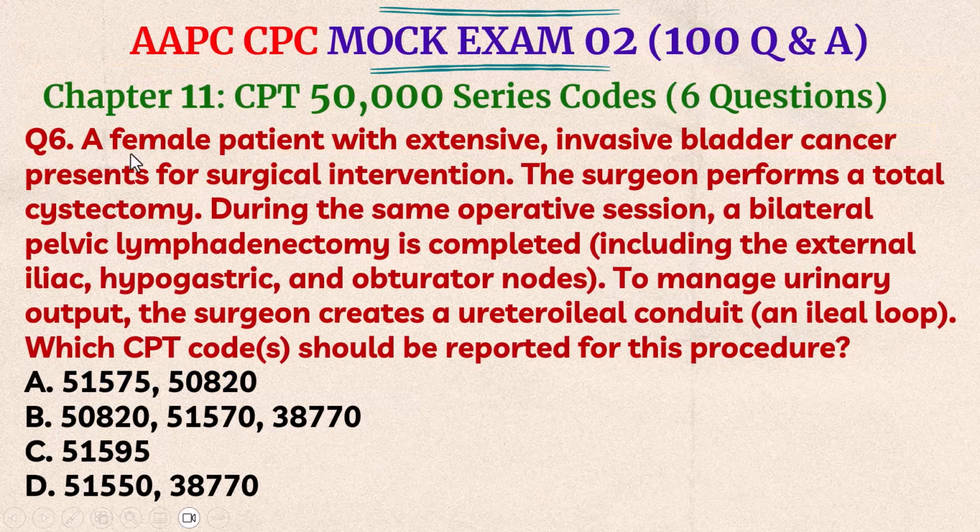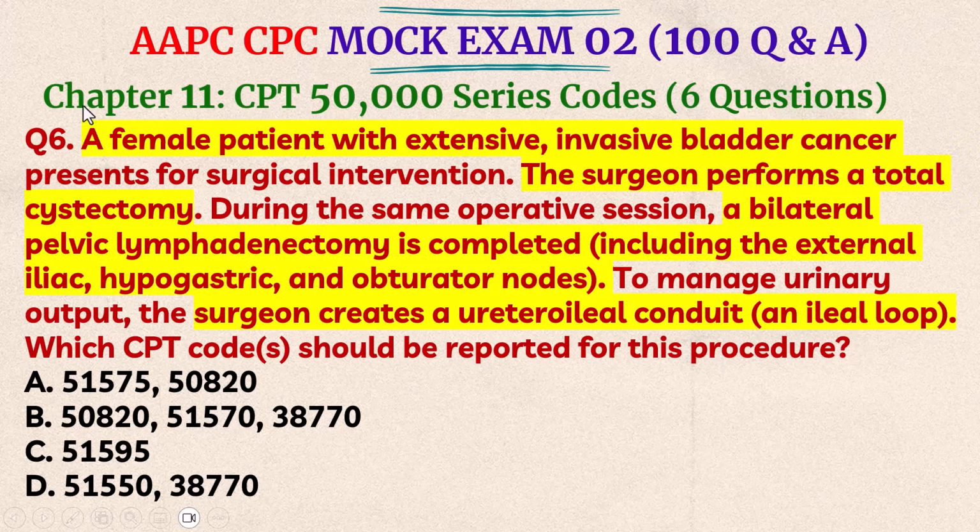Question number 6. A female patient with extensive invasive bladder cancer presents for surgical intervention. The surgeon performs a total cystectomy. During the same operative session, a bilateral pelvic lymphadenectomy is completed, including the external iliac, hypogastric, and obturator nodes. To manage urinary output, the surgeon creates a ureteroileal conduit, that is an ileal loop. So, which CPT code should be reported for this procedure? So, there are 4 answers available. Take your CPT code book and find the answer.